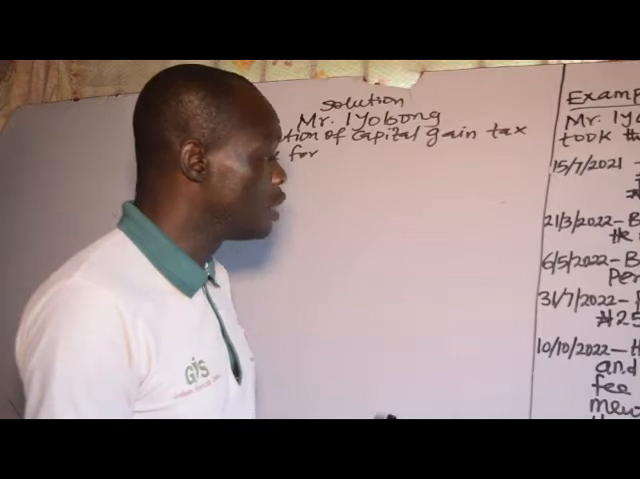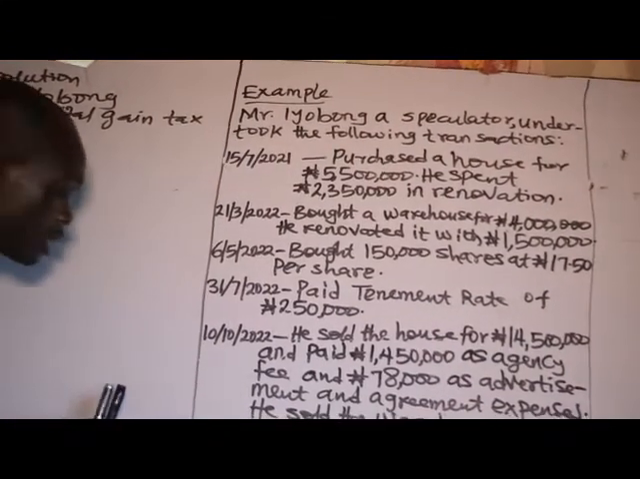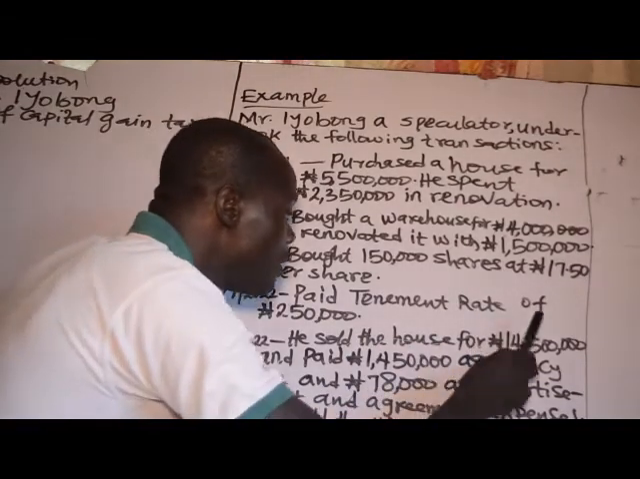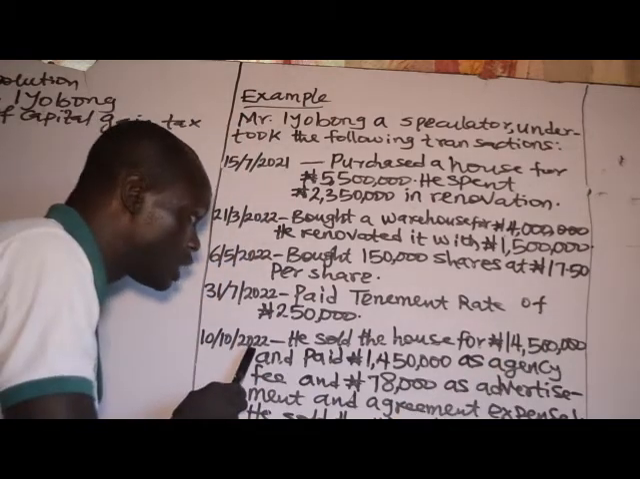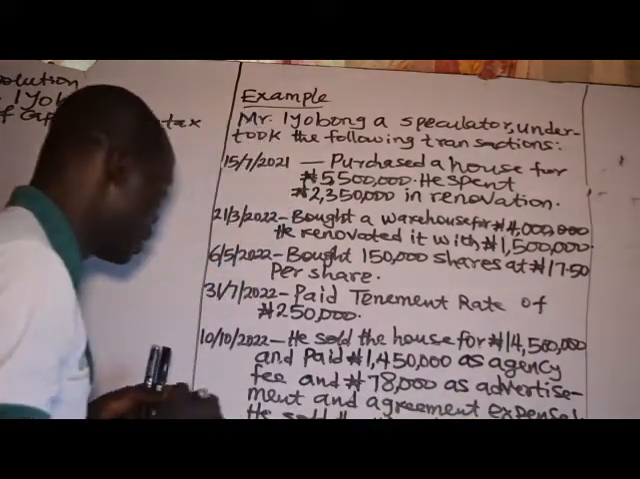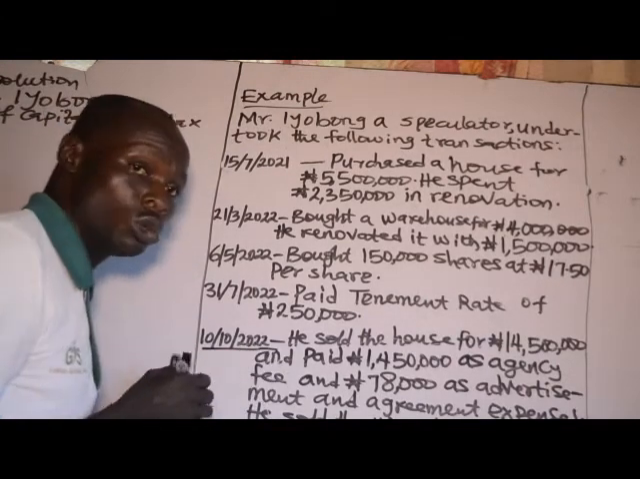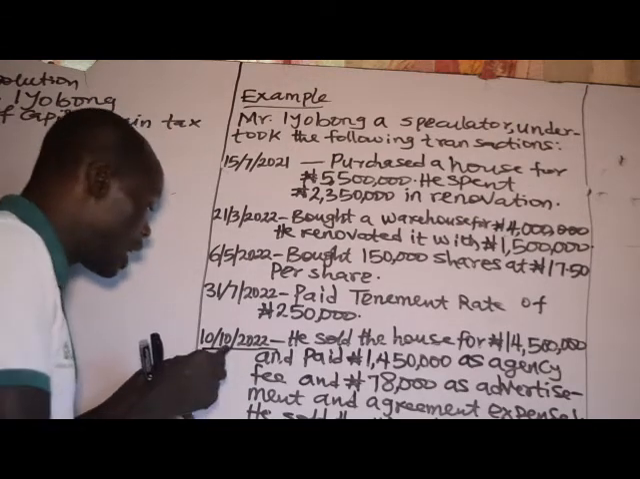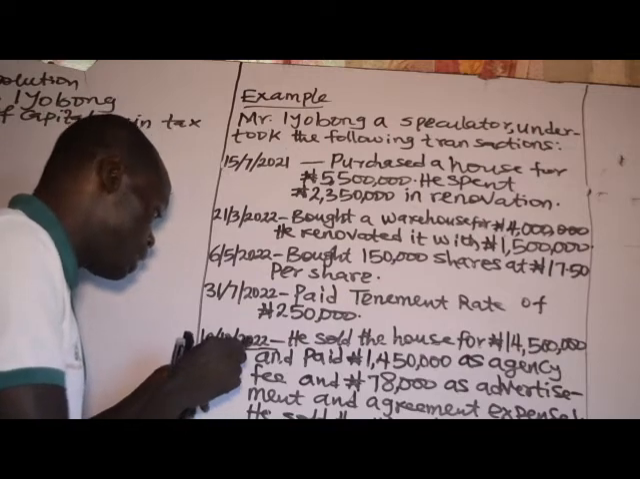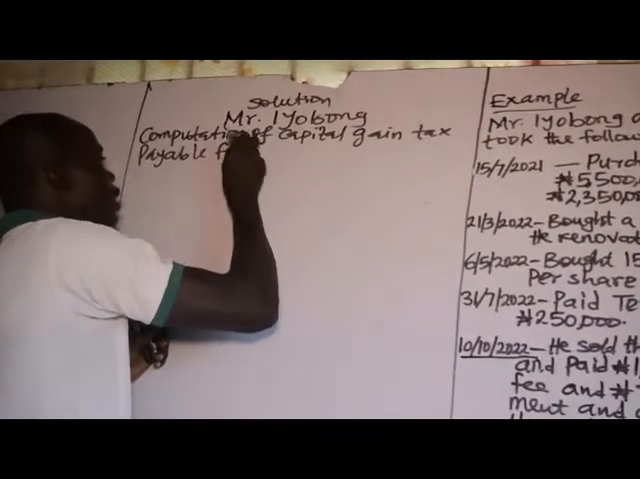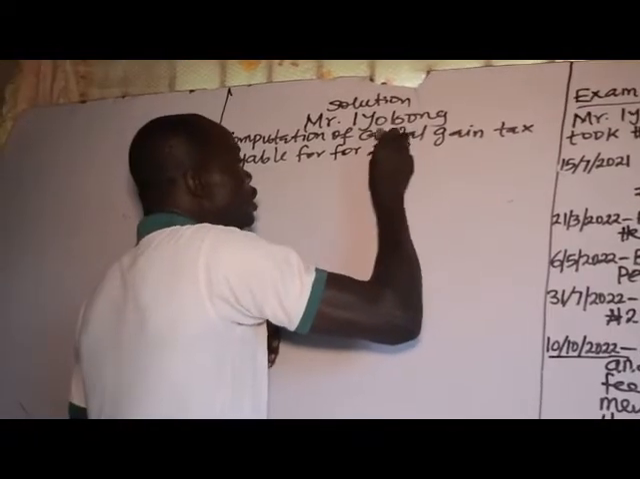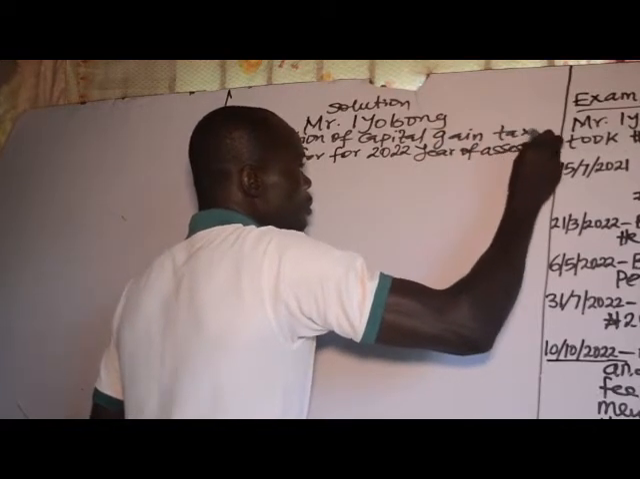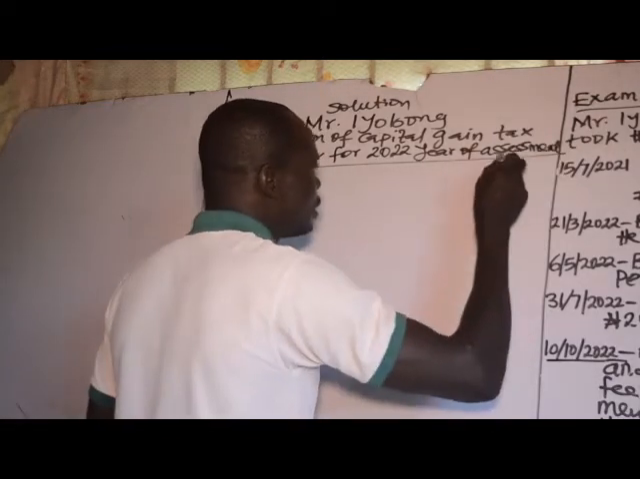Now back to the question. You try to identify the year the assets were disposed. On the 10th of October 2022, he sold the house for 14.5 million. So the house was sold in 2022. Therefore, 2022 will be the year of assessment. Remember, capital gain tax is assessable on an actual year basis. So now for 2022 year of assessment, or 2022 tax year.